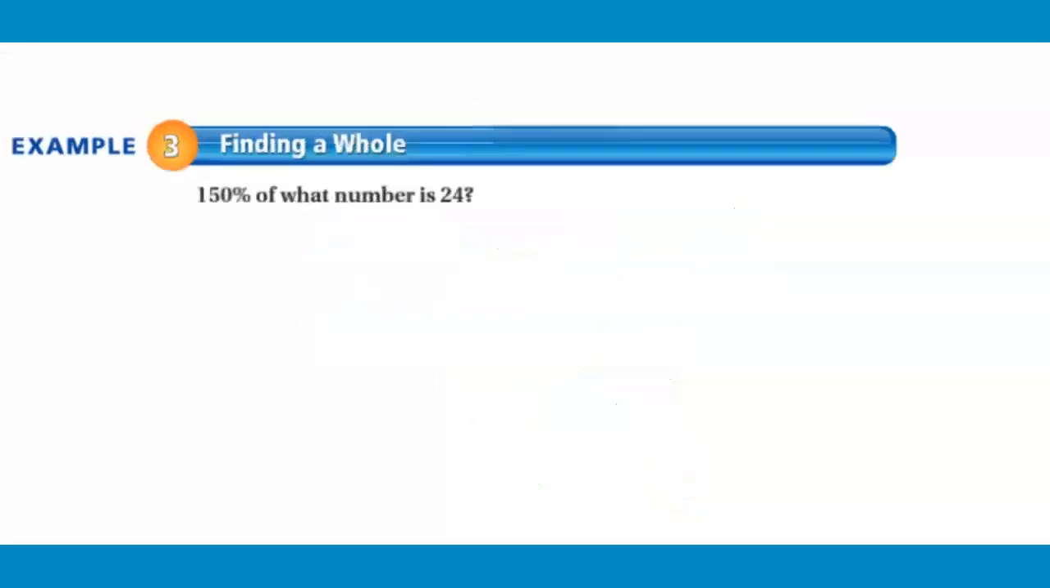Now let's look at finding the whole. All right, so 150%. Now remember, 150% is more than 1 whole. So I'm going to write that percent down. 150 over 100. Percent over 100 is how we write that as a fraction. Of what number? So remember, part on top, whole amount on the bottom. Of what? Usually of gives away the whole. So the thing I don't know is the whole amount. So my x goes on the bottom.